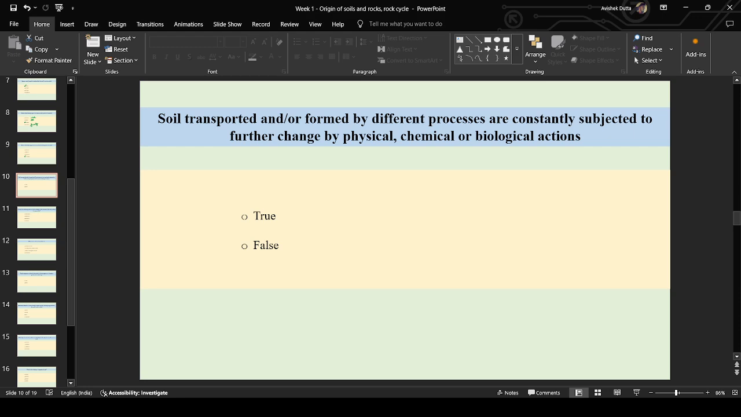Yes. So the answer to this statement is true because, suppose there is weathering and transportation of soils, take any kind of soil, take till or laterite. If it is formed at one place, it is exposed to nature, and there will be other physical forces, chemical actions or biological actions. So once soil is formed from one geological cycle, we cannot say that there will be no more processes acting on the soil formation. Whatever cycle it has undergone during its formation, weathering, transportation, and deposition, it may further undergo similar changes once again. So this is a never ending process. So soil transported or formed by different processes are constantly subjected to further change by physical, chemical, or biological actions. So this is a true statement.